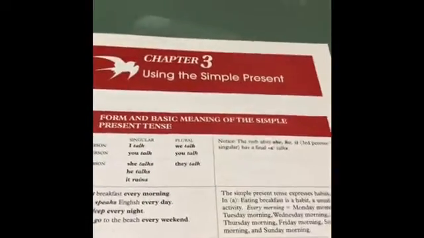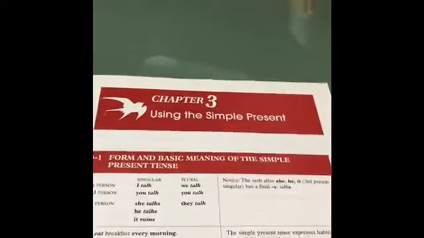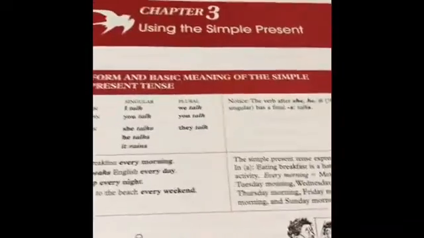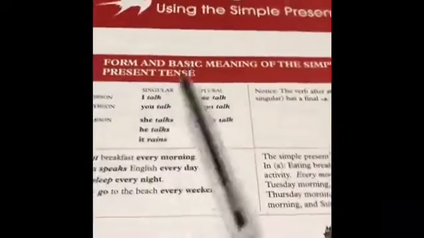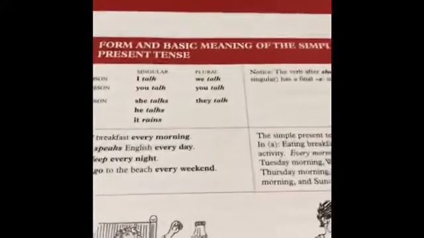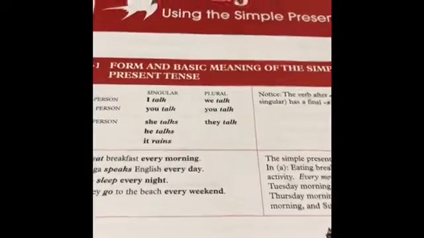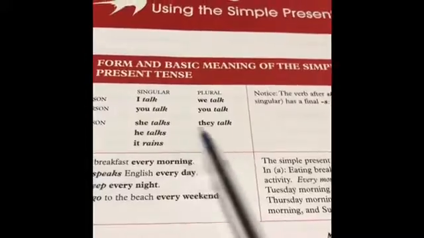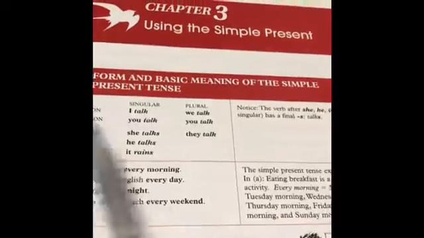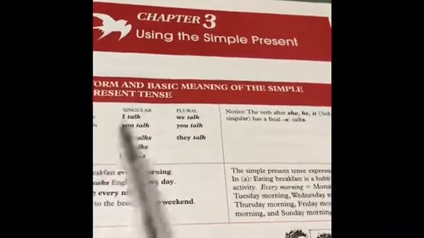We said before or we talked before about the simple present, but here we have to talk in details. راح أحكي بشكل مفصل أكتر عن simple present. In the beginning, form and basic meaning of the simple present tense. يعني شو يعني simple present tense؟ هو الزمن الحاضر البسيط. في عندي singular في plural. Singular يعني I, you, she, he, it.